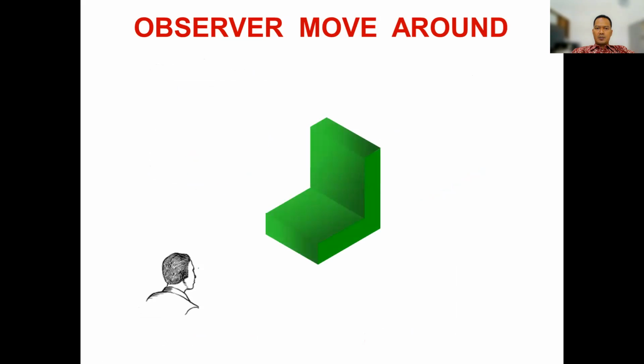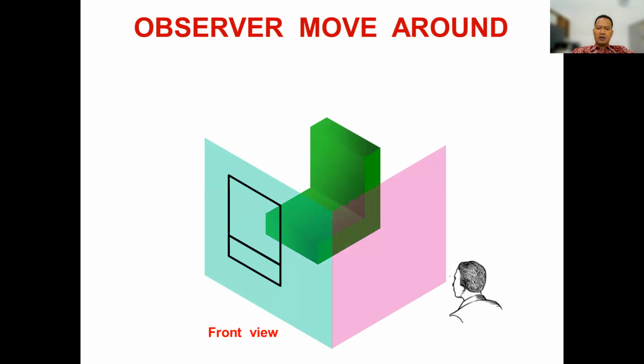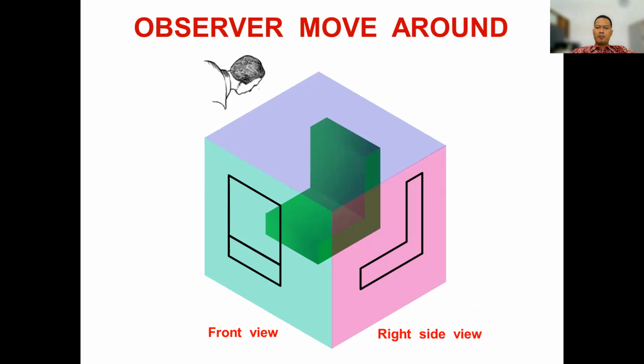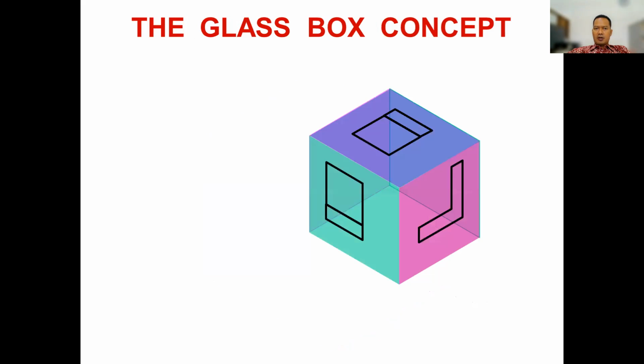And the second method, the observer moves around the object with the virtual plane like this. We see the face like this, and then you will get the front view, and the observer moves to the side right, and then sees the object in the right side view, and moves to the top of the object to get the top view. Then this method is called the glassbox concept.